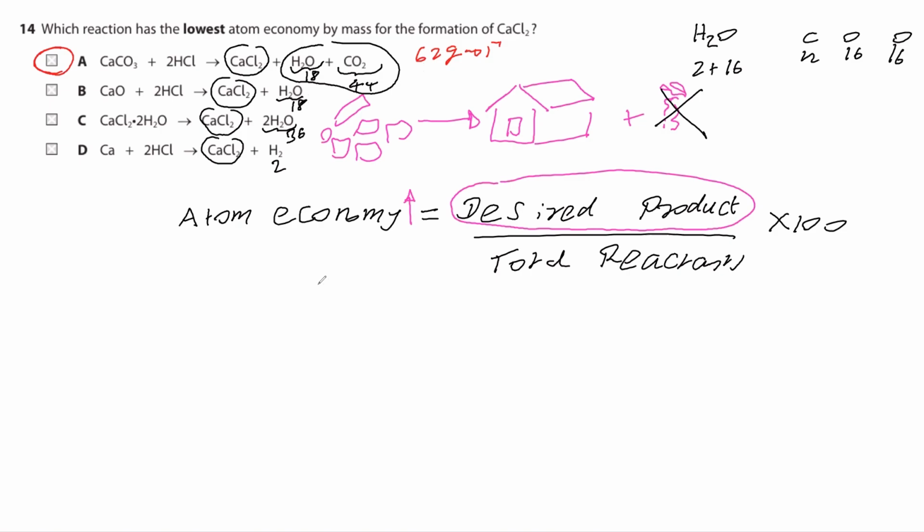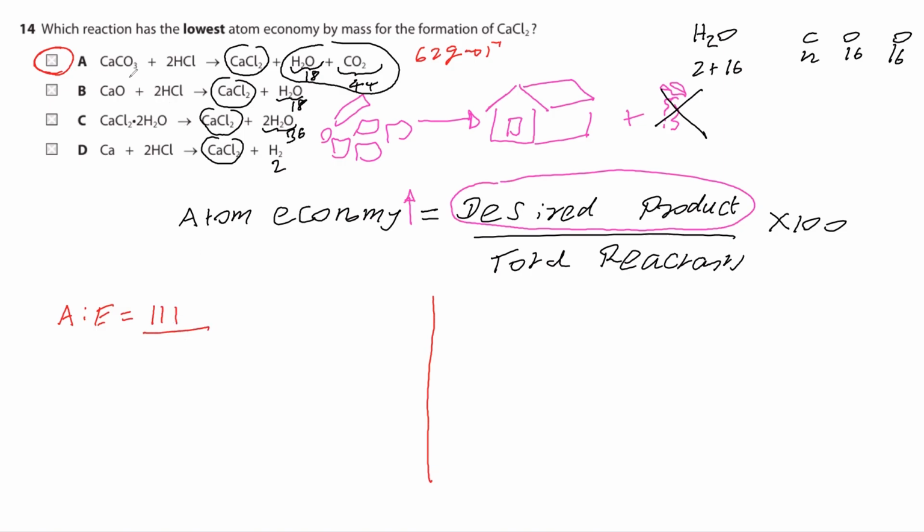So we'll take A and B and see by doing the calculations. Because if you do all four, it will be the same. So here you don't need to waste time, but we'll do it. If I take the atomic economy of answer A, the desired product is calcium chloride. Calcium is 40, chlorine is 35.5, two of them is 71, 71 plus 40 is 111. So that's my desired product.